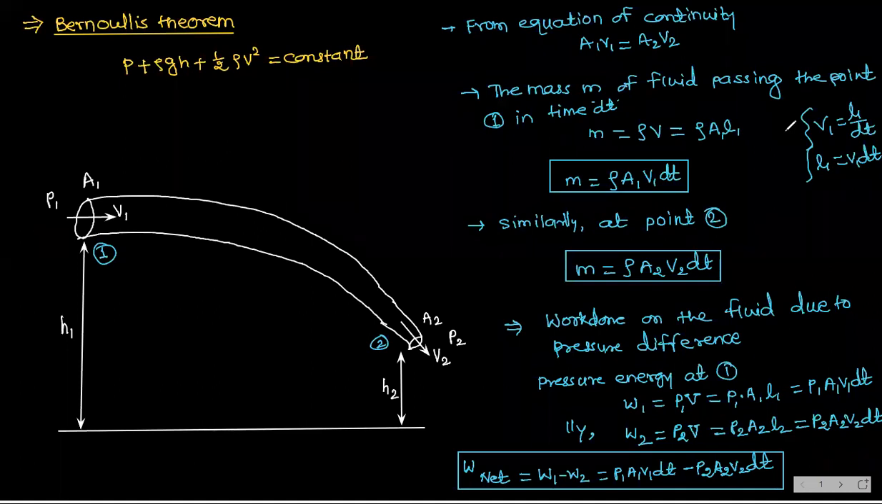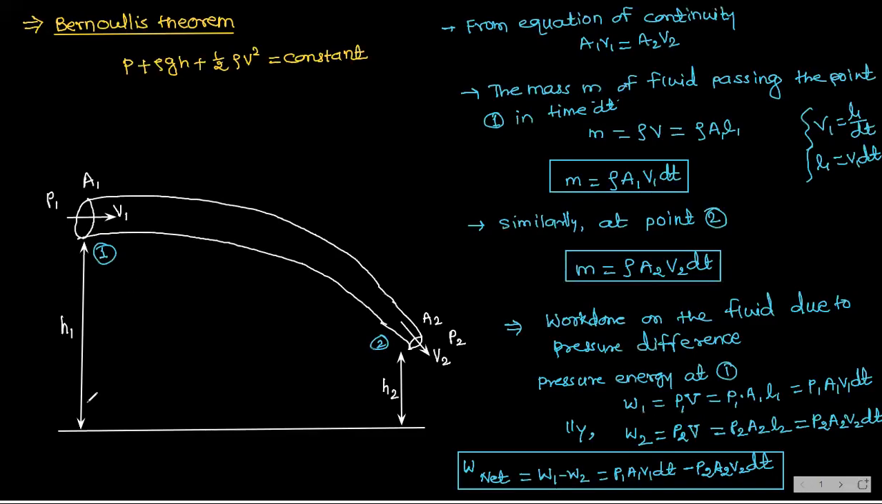Note down fast. So let's move ahead. Now we have found pressure energy. Now let's go to the gravitational energy. Now you see, this end is at height h1 and this end is at height h2.